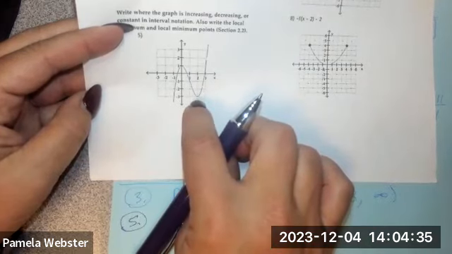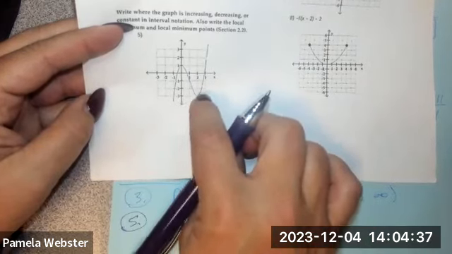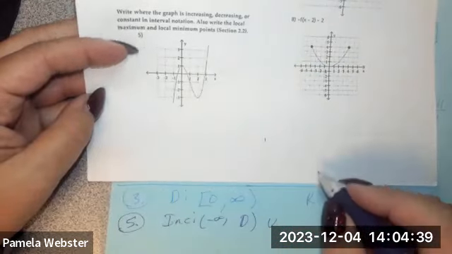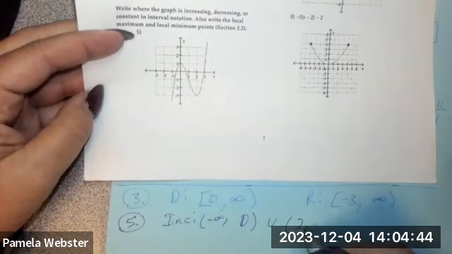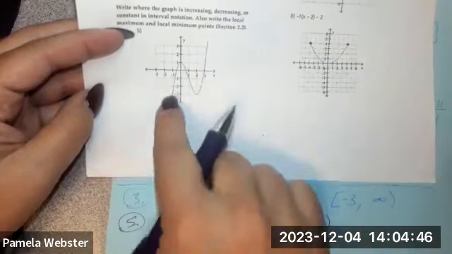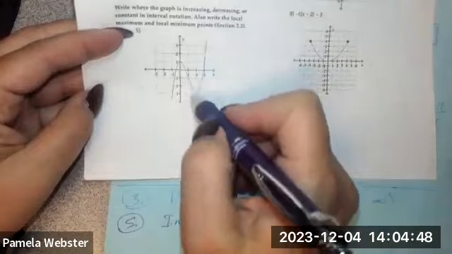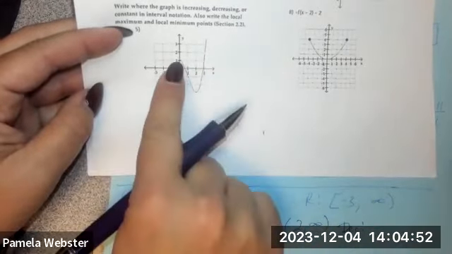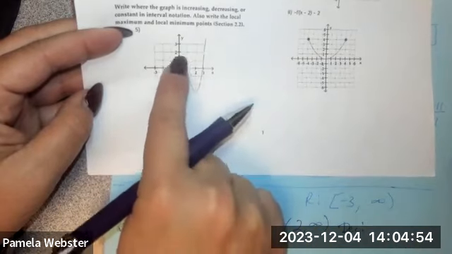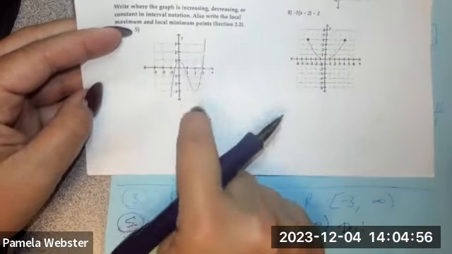So x equals 2, and then it's going to increase all the way up to infinity, and that's up and over, right? So 2 and infinity. Okay, that's my increasing sections. And then right here in the middle, I have that decreasing section. It decreases between x equals 0 and x equals 2.